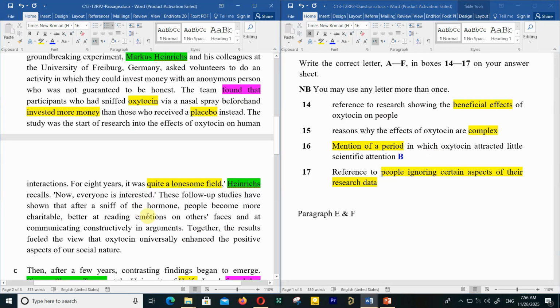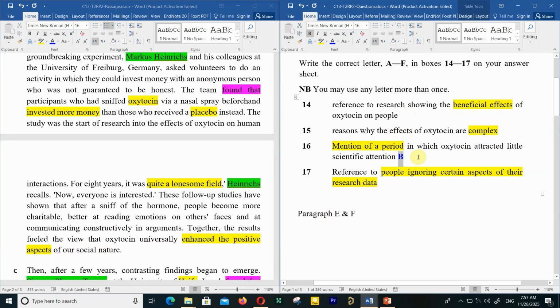Maybe I should go to the end of this paragraph, because I noticed this one in here. People become more charitable, better at reading emotions on others' faces, and at communicating constructively in arguments. Together, the results fuel the view that oxytocin universally enhances the positive aspects of our social nature. Positive aspects, which means beneficial effects of the oxytocin on people.